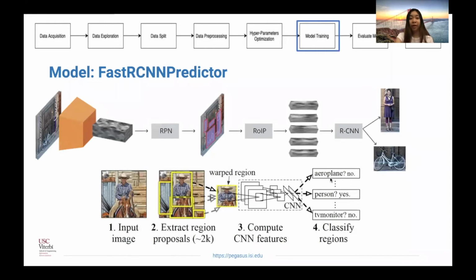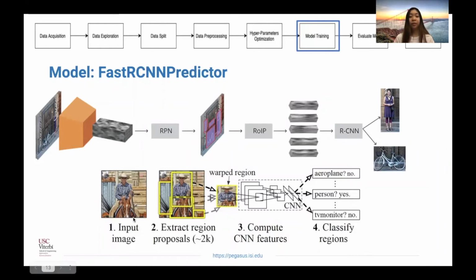So in model training, the model we used is a pre-trained model called FastRCNNPredictor. So this model is already good at finding faces. So we just fine-tuned it so it is better at classifying the faces and then putting it into the 3 different categories. And at the bottom here is a step-by-step diagram of this model.